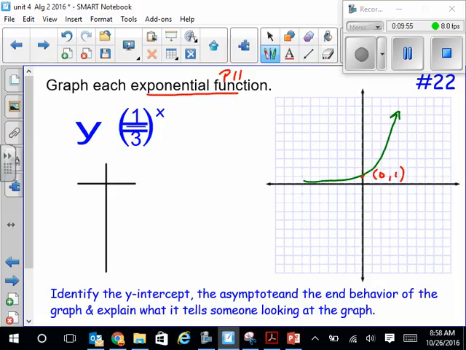Please write down the answer for 4 to the 0 power, what that equals. I don't know. Please write that one down. We're going to do 3 in a row.